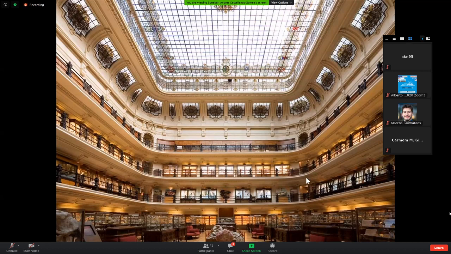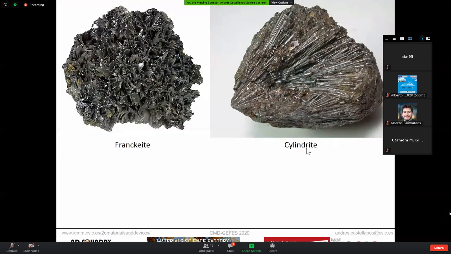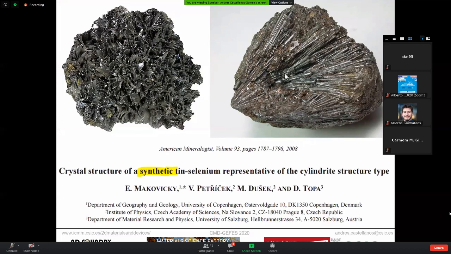As an example, I show you another layered compound that has been barely explored, almost similar to frankite, called cylindrite. Another interesting thing about these minerals is that it's not just studying the mineral itself, it's learning something from the mineral and using it in the lab. For instance, some groups have been working on mimicking the structure of cylindrite to make synthetic crystals that mimic this superlattice structure.